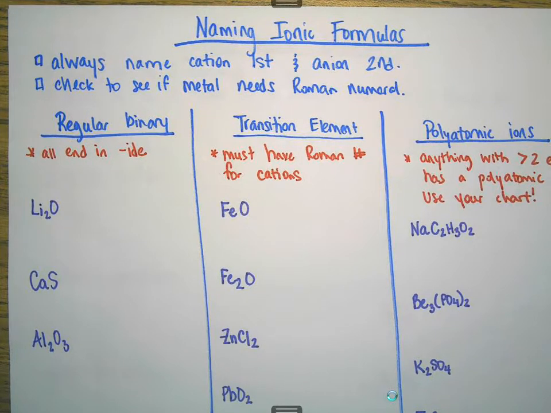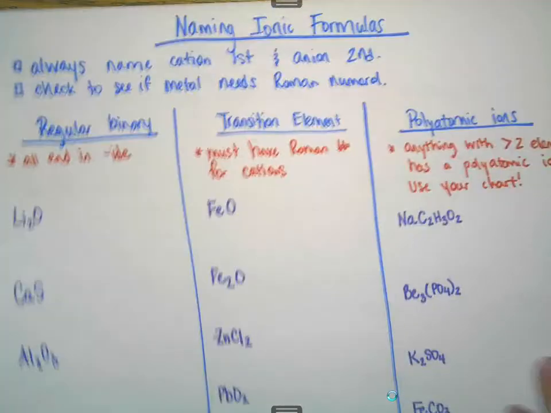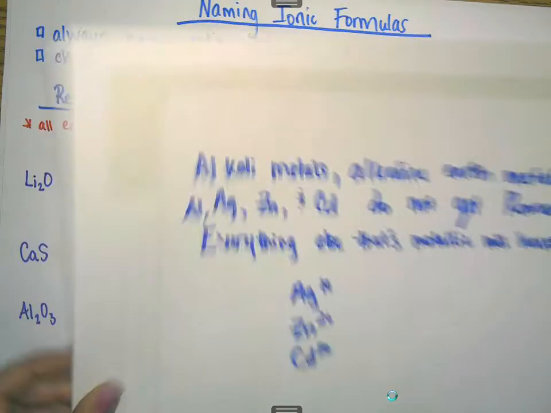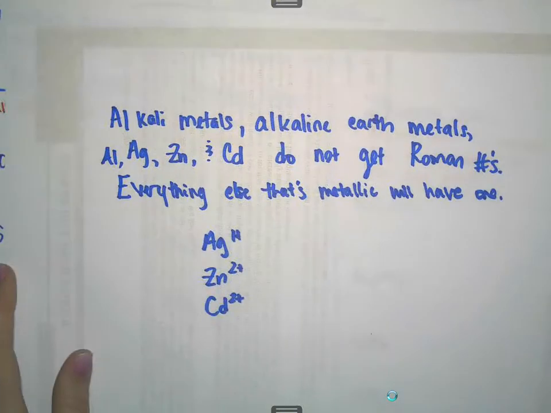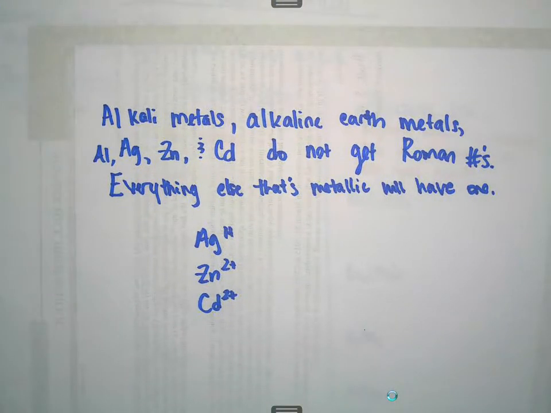The second one says for every single one of these, you need to check to see if the metal needs a Roman numeral or not. So a little bit about that before we go on. If you remember from class, we have said that all alkali metals, all alkaline earth metals, those are group 1 and group 2 elements, aluminum, silver, zinc, and cadmium, they do not get Roman numerals. Everything else that's a metal will have one.